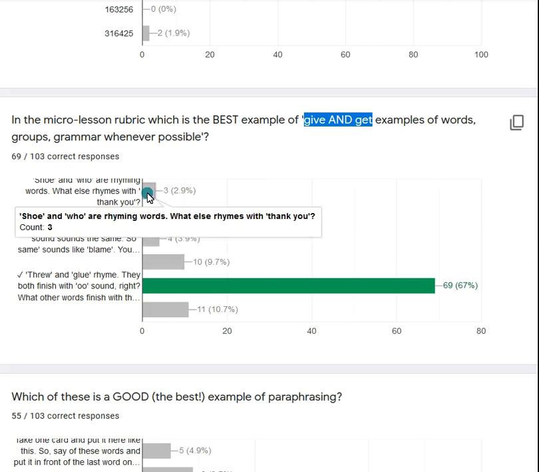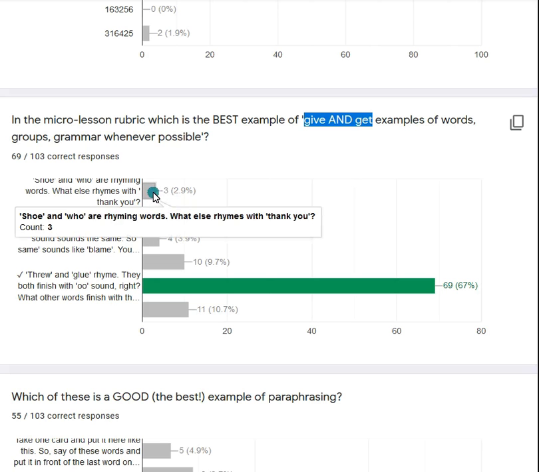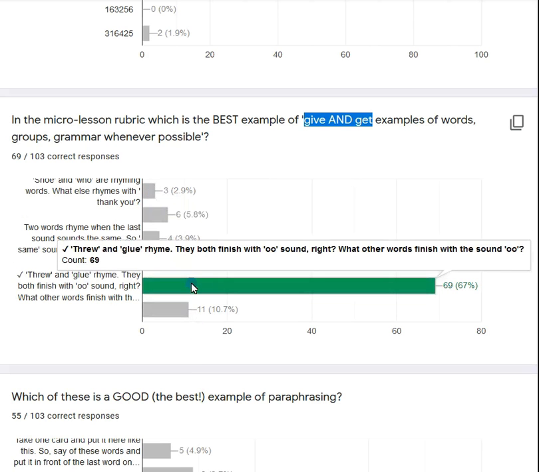Shoe and who are rhyming words. Okay. Or they rhyme. What else rhymes with thank you? Well, you've made up a different rhyme. So students are not sure if they thank you and shoe and who rhyme. So that would be the best answer.